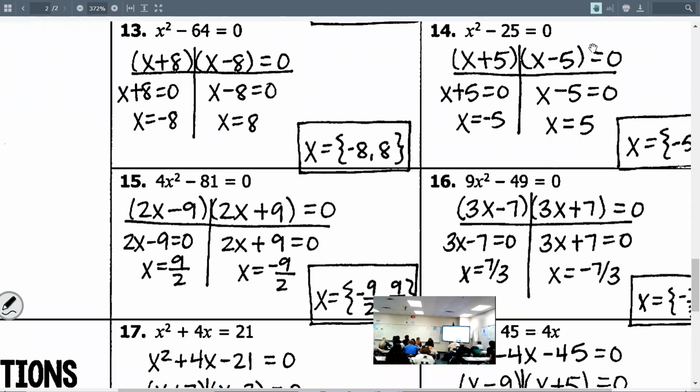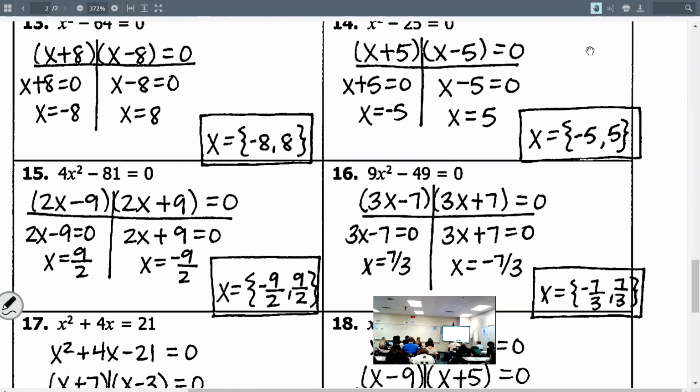All right, if you did number 16 correctly, you should have had negative 7/3 and positive 7/3. If you didn't get that, then listen closely. First thing, make sure the equation's equal to 0, and it is already. Second thing is to factor the other side. So there's no GCF between 9 and 49, no x's in both terms. So then keep going through your factoring flow chart.